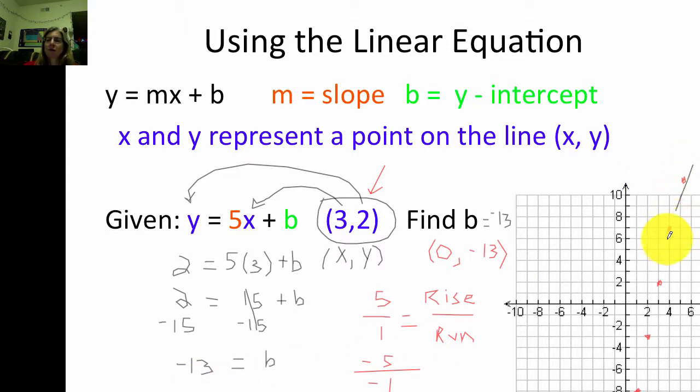So, here we go. Aren't we slick? That's not a very good line.